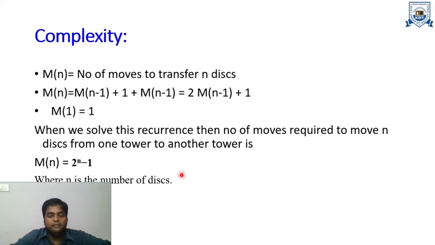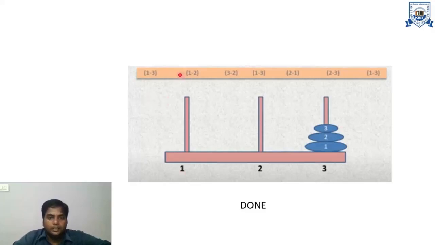Okay, so in our previous example, I showed you that when we want to transfer 3 disks from tower 1 to tower 3, a total of 7 moves are required: 1 to 3, 1 to 2, 3 to 2, 1 to 3, 2 to 1, 2 to 3 and 1 to 3. So total 7 movements are required. If we have 3 disks, what is the total number of movements? That is 2 to the power 3 minus 1. 2 to the power 3 is 8, minus 1 is 7. So 7 movements are required.